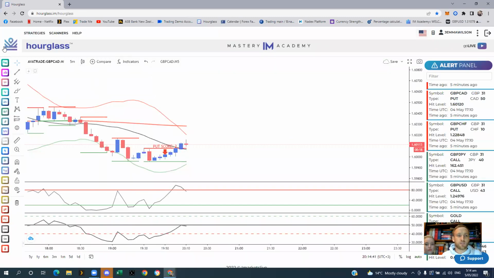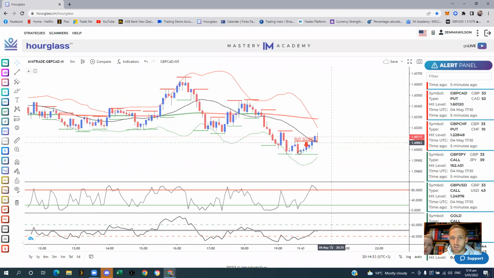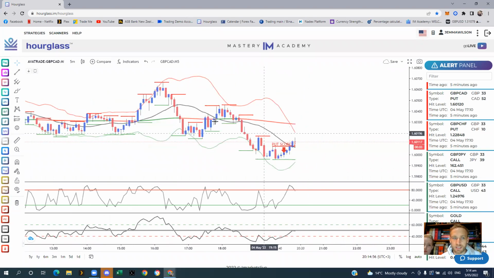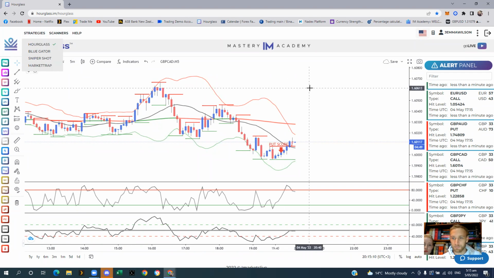So if you go into, obviously, the scanners, you search, you look for Hourglass. I think it's, there it is there. It's HG. This is the scanner that I learnt off. And one thing you want to do is make sure that when you come into Hourglass, go to strategies and make sure that you select Hourglass at the top left. There's a few different ones. Market Trap and Hourglass are very similar, but I prefer Hourglass. So just make sure you got Hourglass ticked.